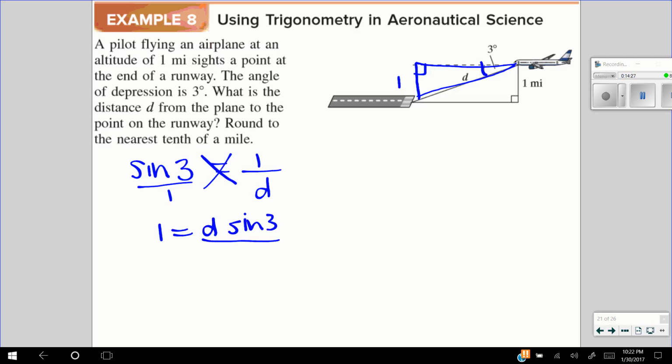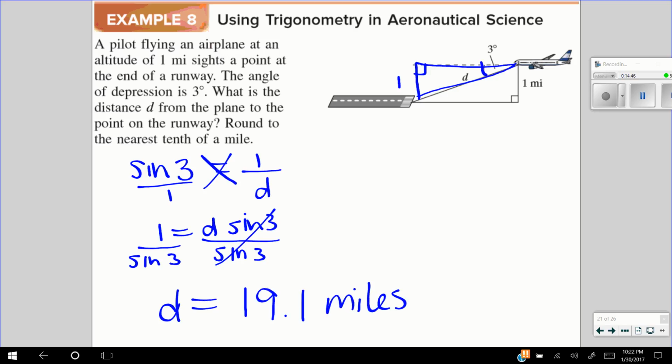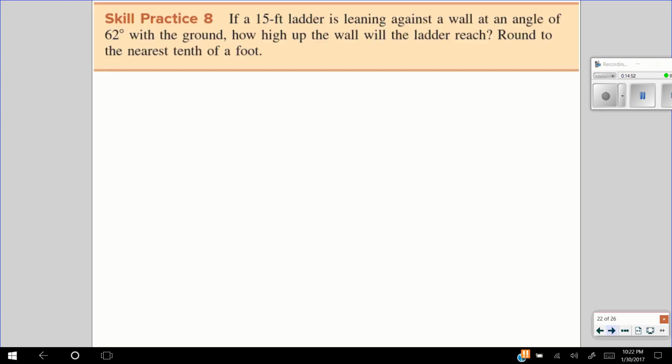How do I solve for d? Divide off the sine of 3. So d is 1 divided by the sine of 3. So go ahead and put that in your calculator. And you should get 19.1 miles. Okay? All right, last problem for today, you guys.